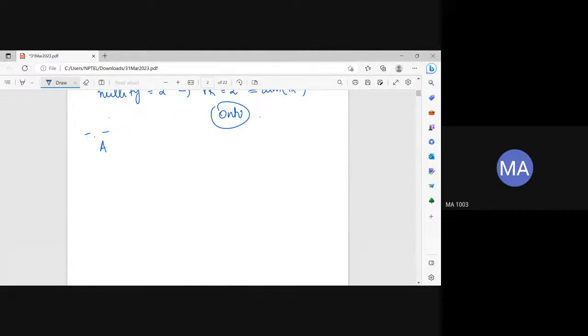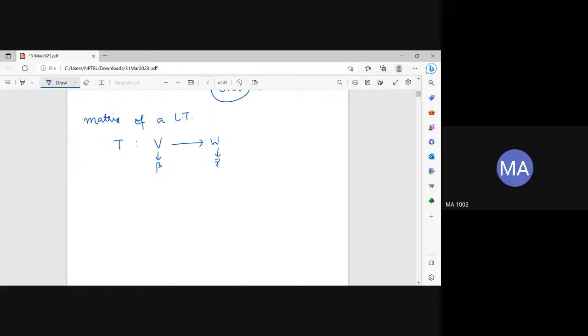Okay, on to is done. We know how to find the matrix of a linear transformation. How will we do it? We can find the matrix only if we know the linear transformation, a basis for the domain and a basis for the codomain. With all this information, we can write down the matrix of a linear transformation. Its order will be dimension of W cross dimension of V.